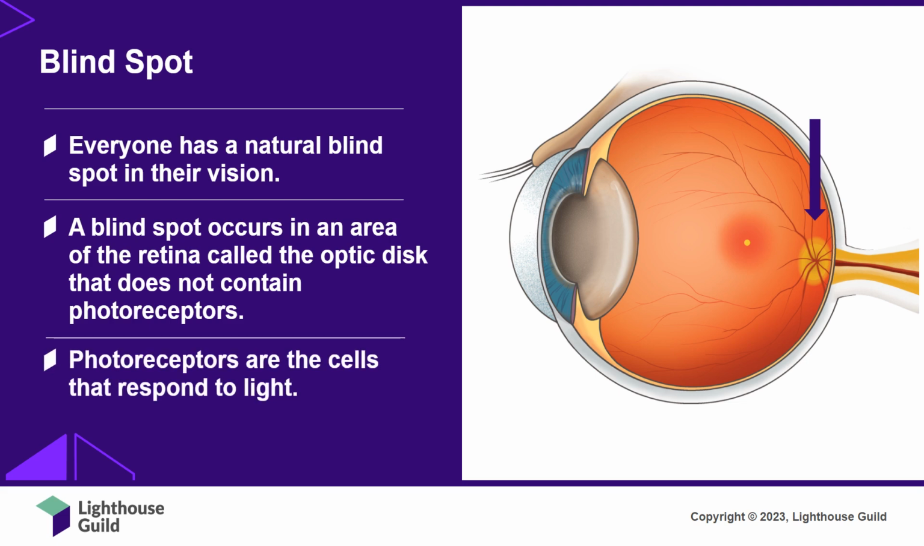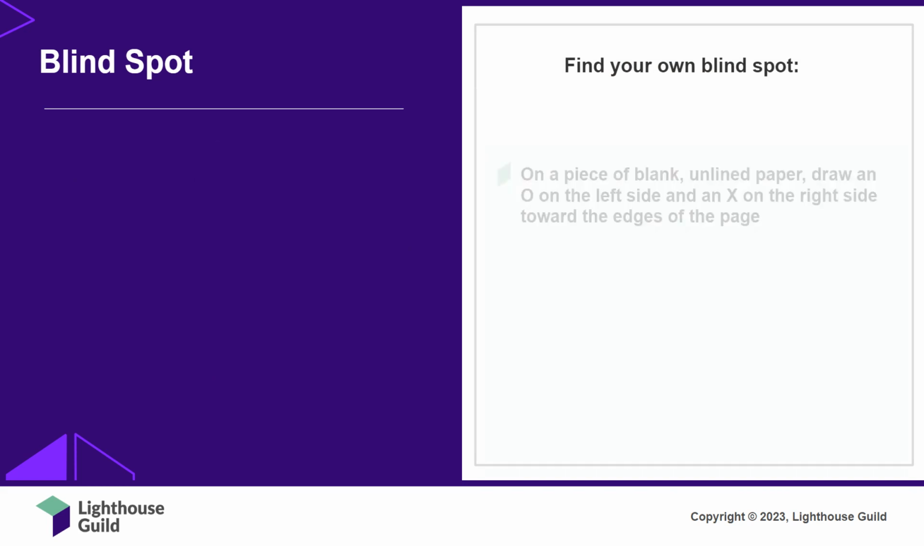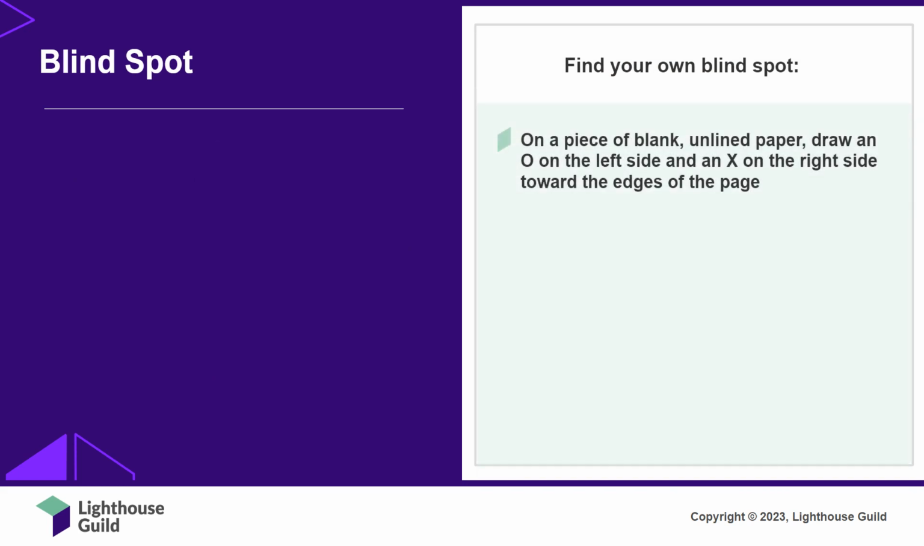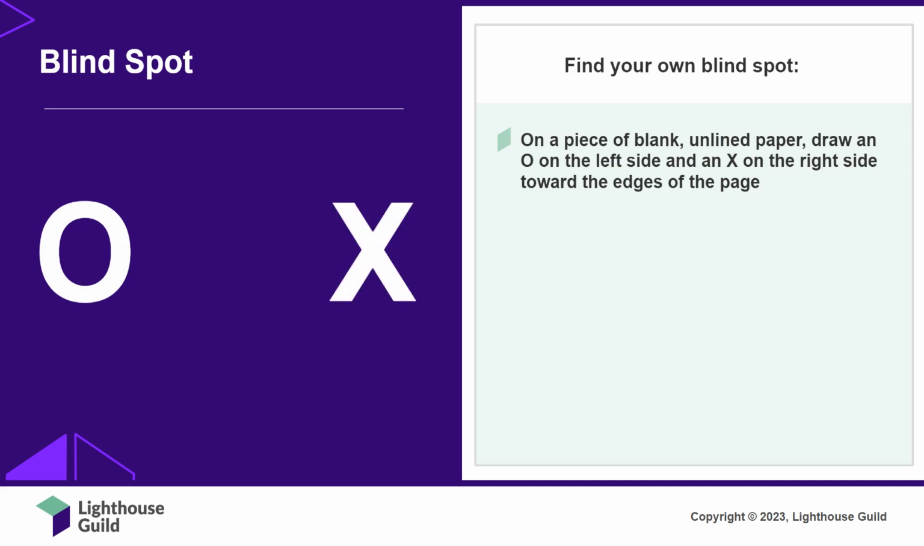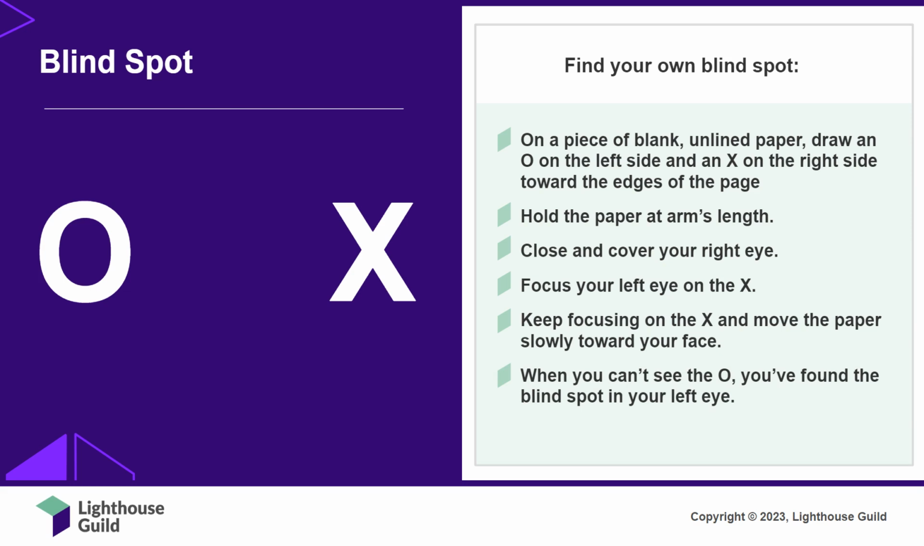Here is a simple way to find your blind spot using a piece of paper and a marker. On a piece of blank, unlined paper, draw an O on the left side and an X on the right side toward the edges of the page. Hold the paper at arm's length. Close and cover your right eye. Focus your left eye on the X. Keep focusing on the X and move the paper slowly toward your face. When you can't see the O, you found the blind spot in your left eye.